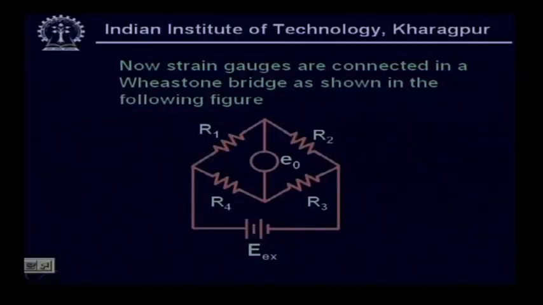That will give you a problem, because in that case, you see, R1 and R3 both will increase. If I interchange R2 and R3, both R1 and R3 will be under elongation, and R2 and R4 will be under compression, right. So the unbalanced voltage will not be there. This will create a problem, and for that reason we have connected it like this.